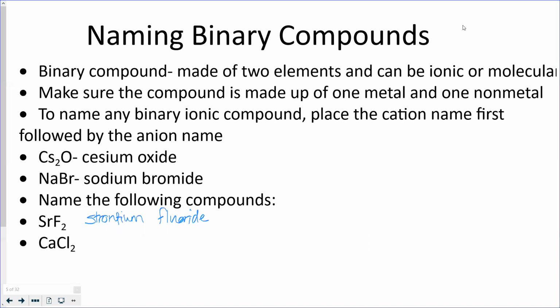Looking at CaCl2, Ca is calcium, which is number 20 on the periodic table. Cl is chlorine, so we would change that to chloride. So that compound's name is calcium chloride.